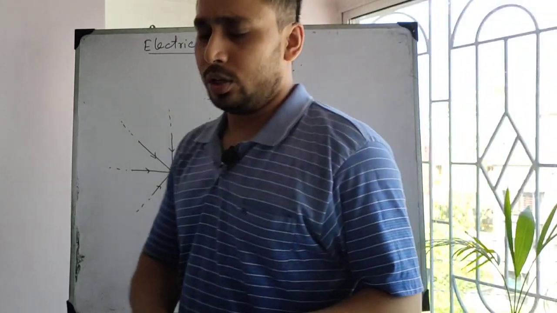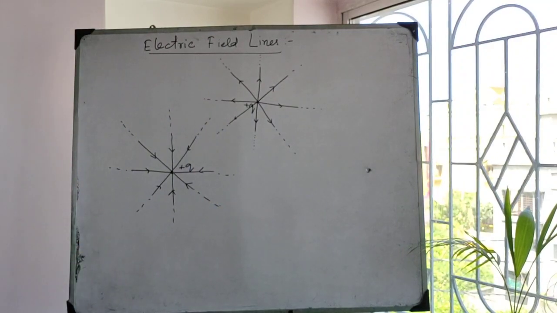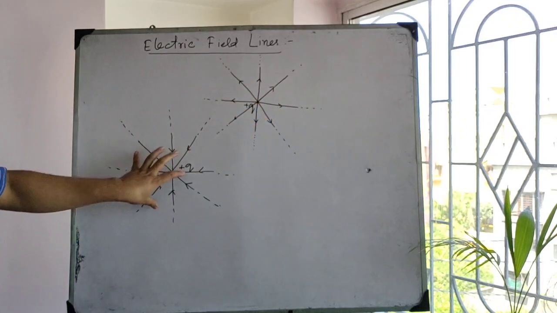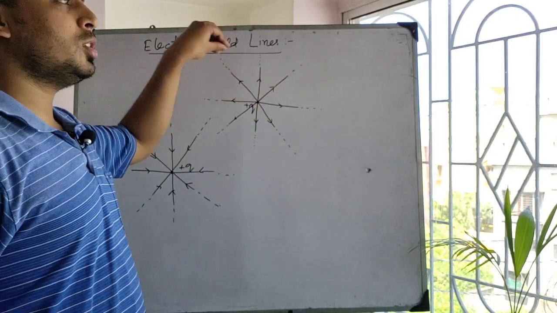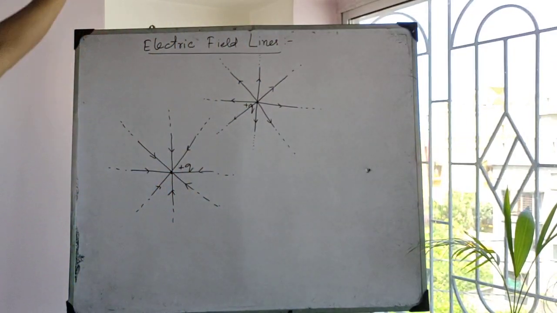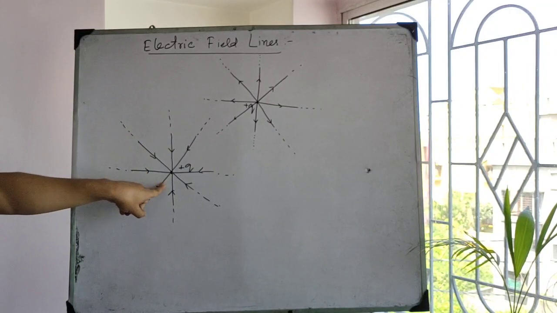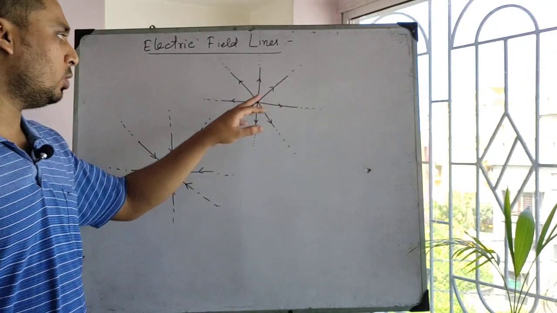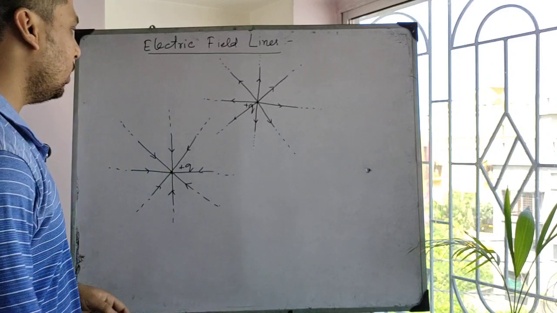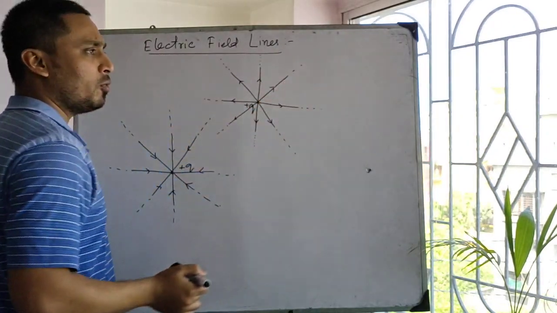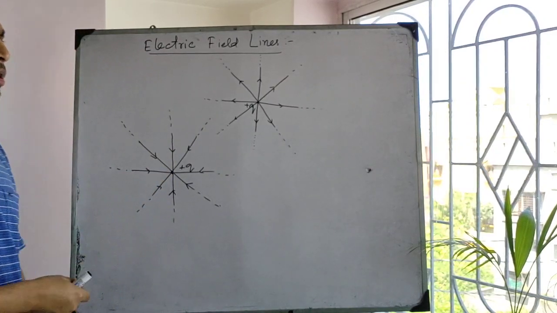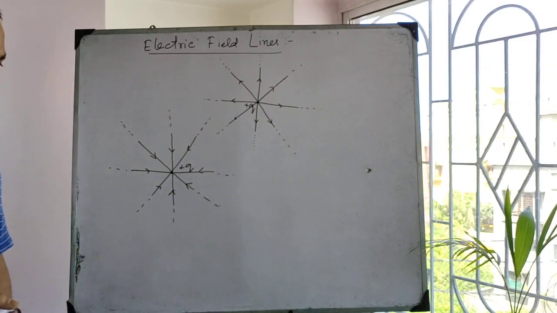The dotted line represents that it goes up to infinity. So this is for an isolated positive charge, and this is for an isolated negative charge. For an isolated positive charge, it starts from the positive charge and goes up to infinity. And for an isolated negative charge, it starts from infinity and terminates on the negative charge. In both cases, the field lines denote the direction of the electric field: in the case of a positive charge, it is directed away from the charge in the radially outward direction, and for a negative charge it is directed towards the charge in the radially inward direction.